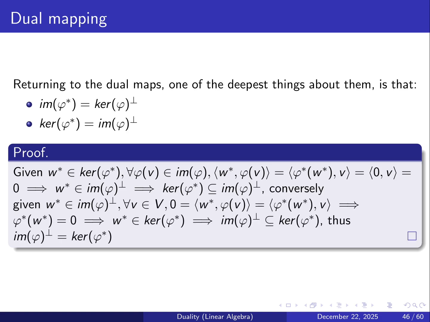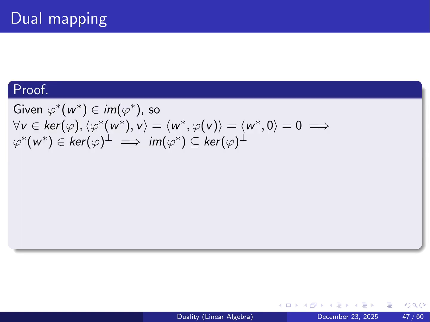Conversely, given W star from the image of phi complement, we have for all vectors V, 0 being equal to the scalar product of W star with phi of V, which is itself equal to the scalar product of phi star of W star with V. That implies by non-degeneracy that phi star of W star is equal to 0, so W star is in the kernel of phi star, and that implies that these two subspaces are equal. Now we may show the first proposition.